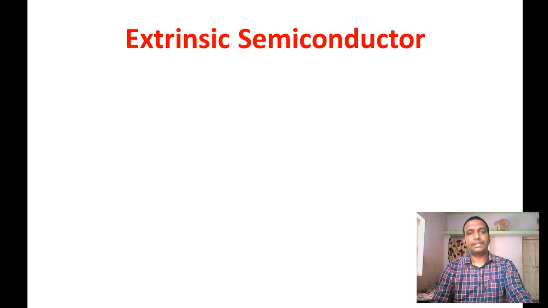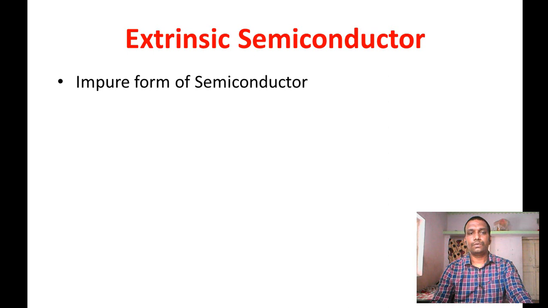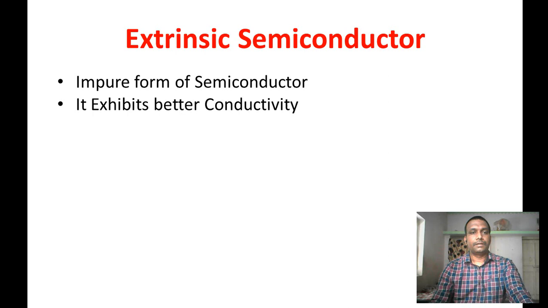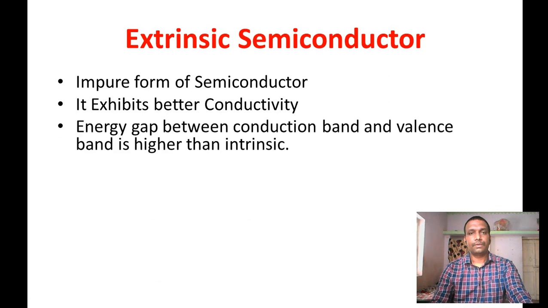Then what does extrinsic semiconductor mean? As compared to the intrinsic, extrinsic is the impure form. The impure form of semiconductor is called an extrinsic semiconductor. It exhibits better conductivity. Because of that, in the extrinsic semiconductor, conductivity does not depend on the temperature. It exhibits better conductivity as compared to intrinsic semiconductor. One of the reasons for better conductivity is the energy gap: the energy gap between conduction band and valence band is higher than in intrinsic.